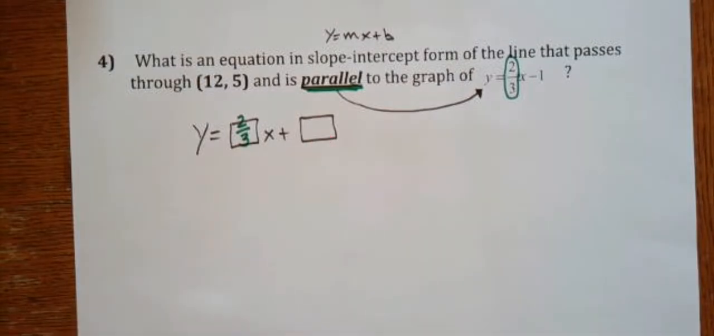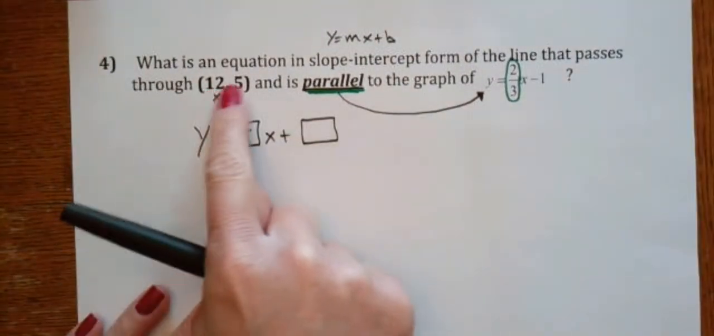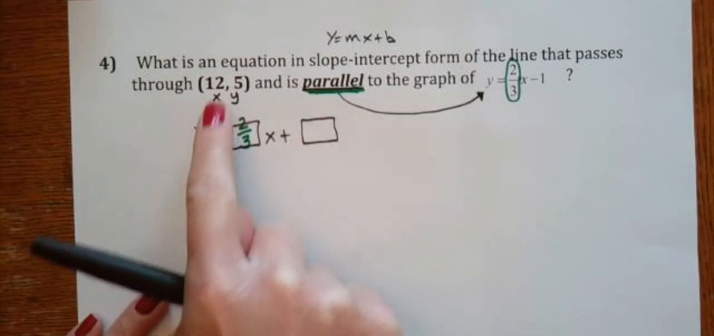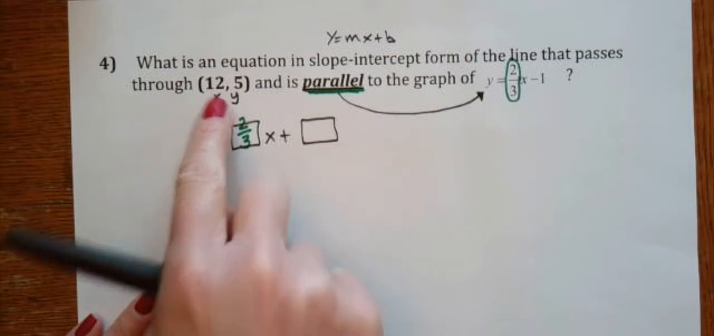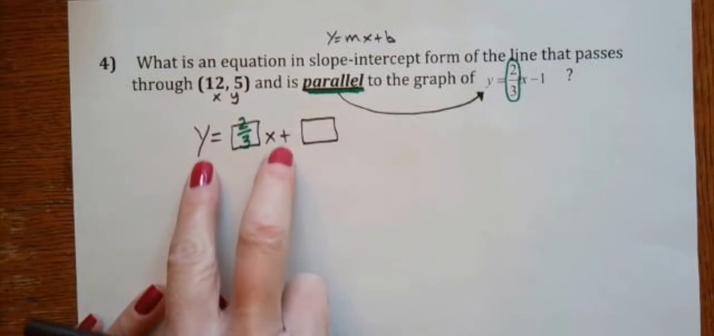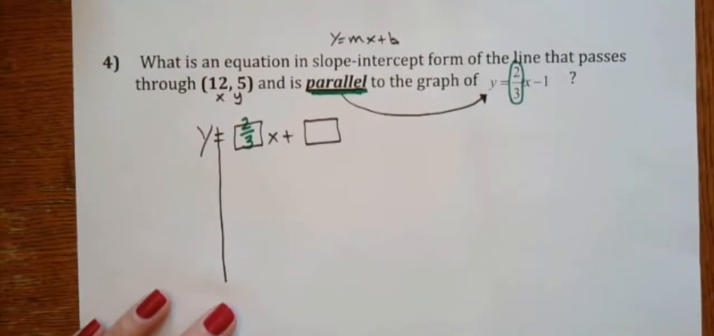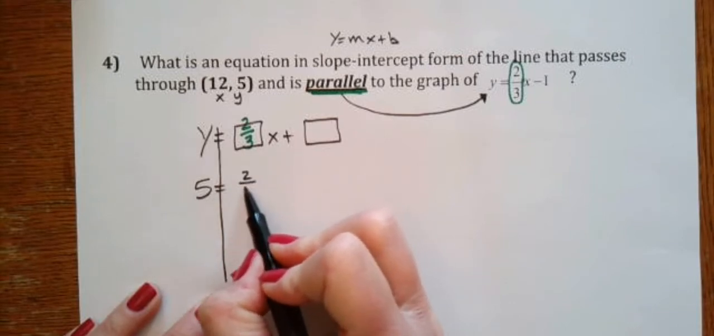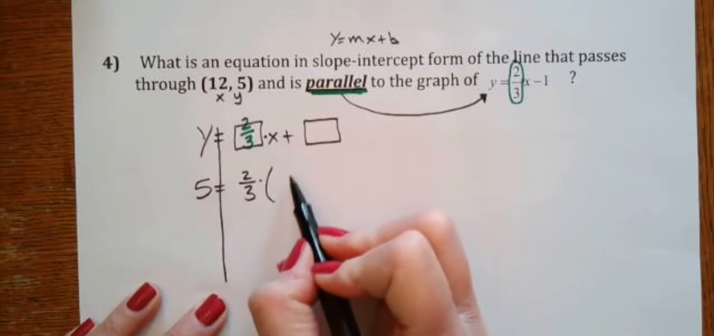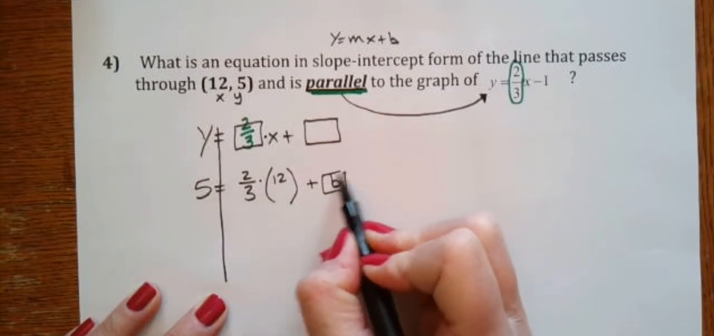Well, this line that we're trying to find has to go through this point 12 and 5. So this has to be a point on the line we're looking for, which means it has to be a solution to this line. And because it's a solution, we can take that point and plug it in for x and y. We've done something like this before, haven't we? So the y-coordinate 5, I'm just going to drop down the slope. We're multiplying it by x. Our x is 12. And then I'm going to write plus b in this little box here.